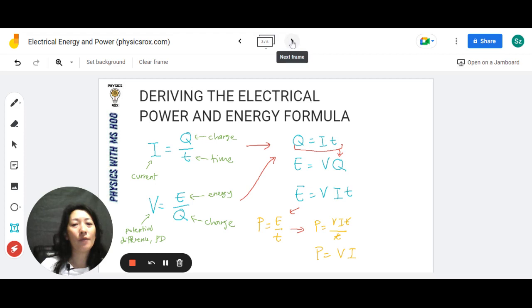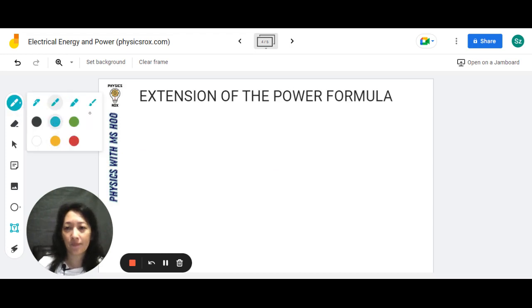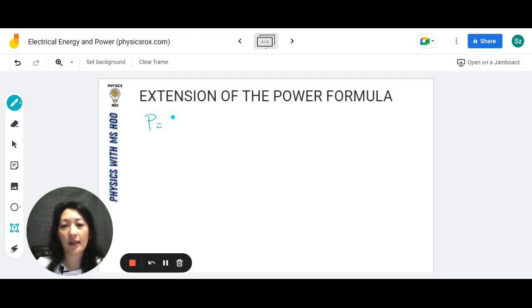So just one more thing to go through with you. Sometimes you may come across additional electrical power formula and you're like, oh, where did these come from? So we know now that electrical power can be calculated as P equals IV. I like to write it in this form because poison ivy, cute, right?